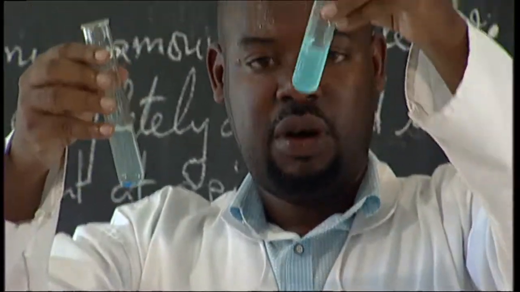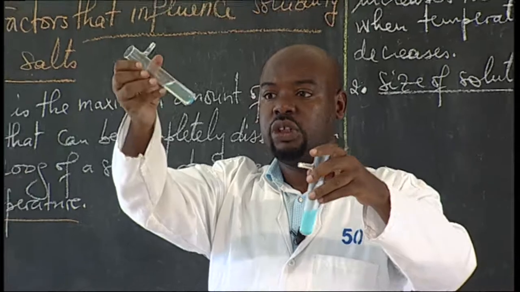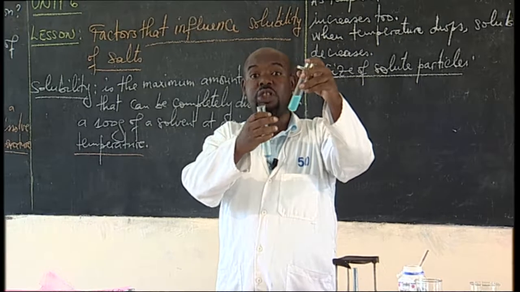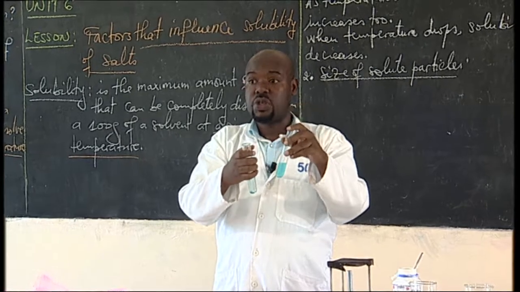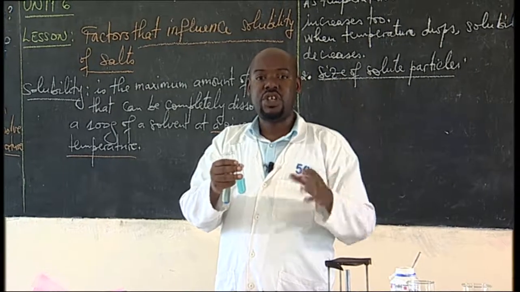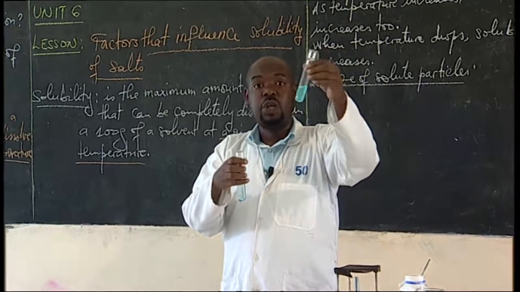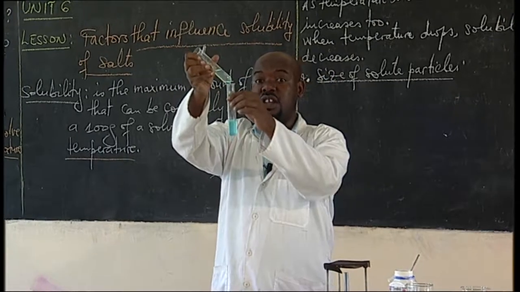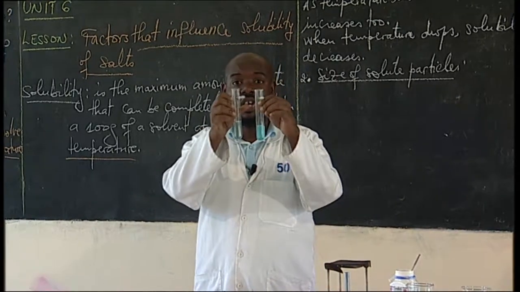And we mix. You can see what is happening. In this test tube, where we have large particles, the large particles are still there, but the small particles have completely dissolved. So solubility increases when we have small particles, because we have a lot of particles which have a large surface to be in contact with the solvent. So small particles will always dissolve faster than large particles. You can see the large particles are still there, but the small particles have completely dissolved. I think this is very clear.